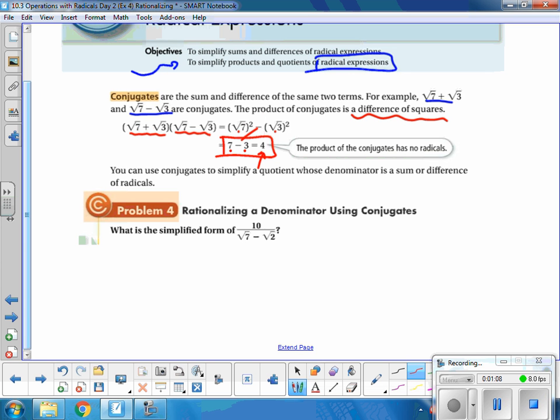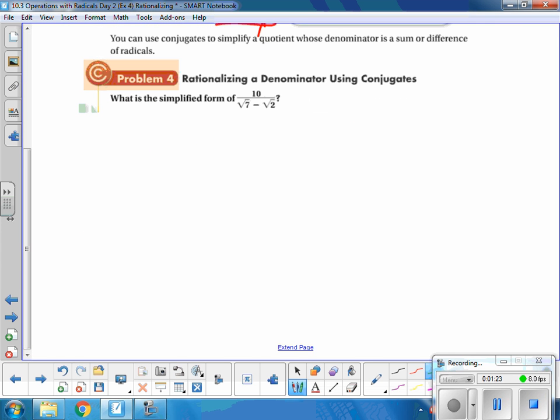So something to keep in mind as we work through these problems: you're going to see what you have, and then you're going to utilize that opposite, or that conjugate, and then end up finding the difference. And let's try that out, for instance, in this problem right here.